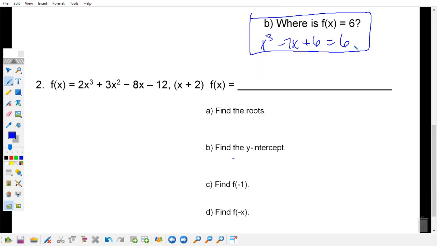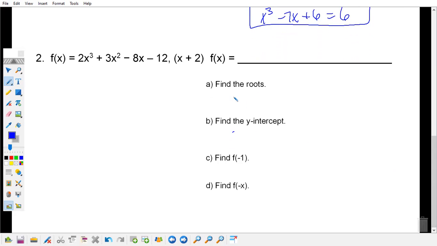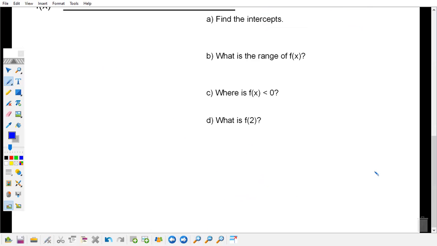Zero's not the answer. On here, it's literally just asking you to find the roots. So you're going to fully factor and then find the roots, like what are the x values that equal 0? And then find your y-intercept. And f of -1 is just telling you to plug in for x and find that value. And f of -x just wants you to rewrite, substituting in with -x. So the bottom parts are just more review things.